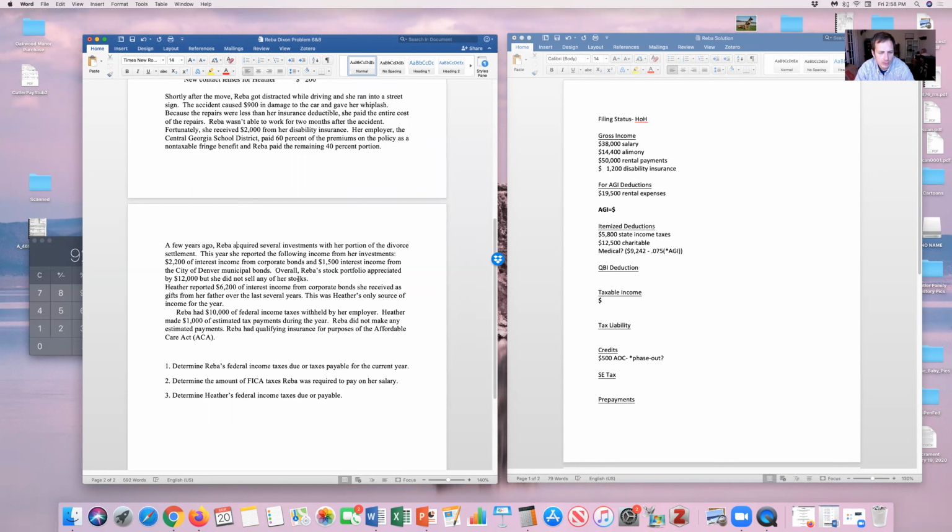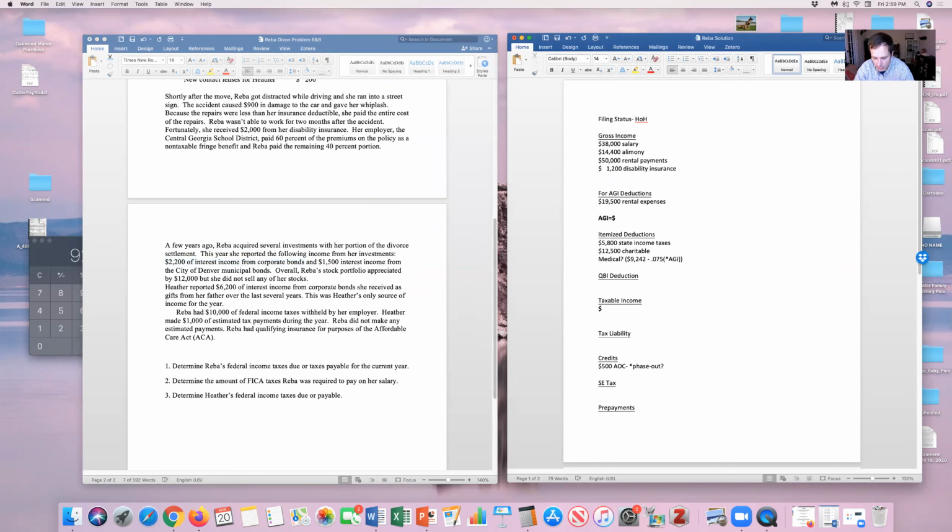A few years ago, she acquired several investments with her portion of the divorce settlement. So this year she had the following income from investments. $2,200 of interest from corporate bonds. That's definitely gross income. And $1,500 of interest from City of Denver municipal bonds. That is income that she can exclude, so we don't have to write that down here.